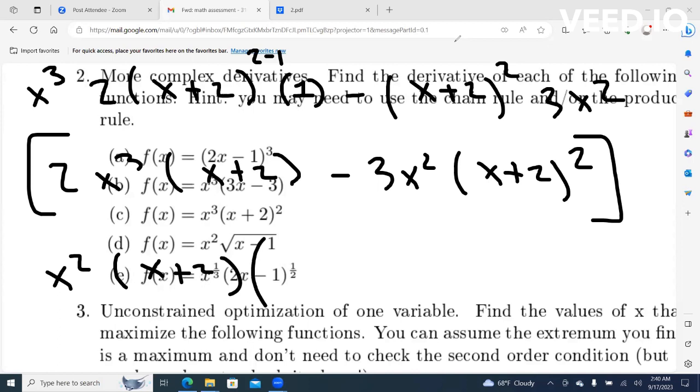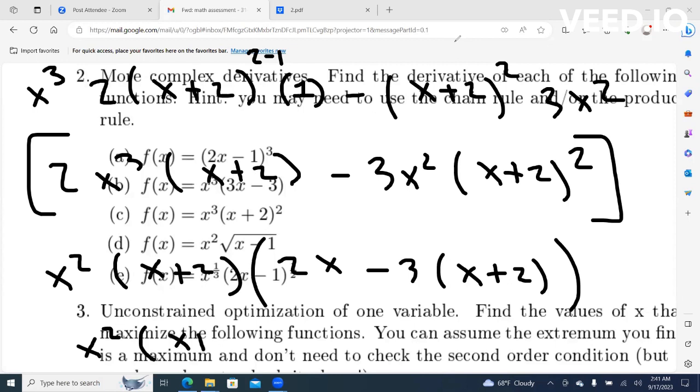So if we take out x squared, x plus 2, I see that we have a 2x left minus 3. That's x plus 2 to the power of 1. We have x plus 2 left. It's x squared, x plus 2, 2x minus 3x minus 6.